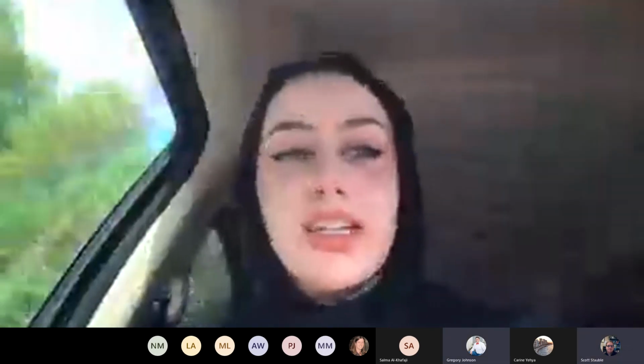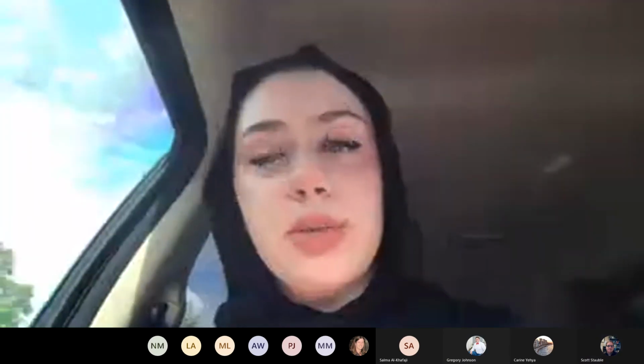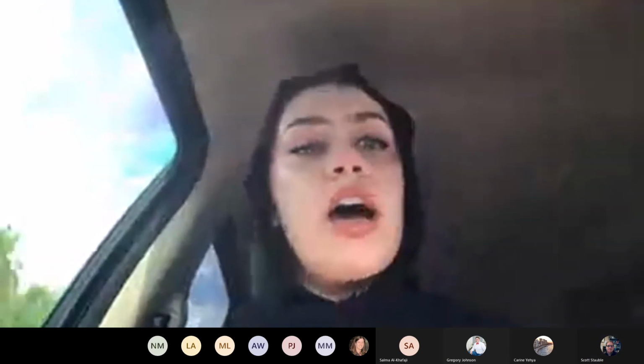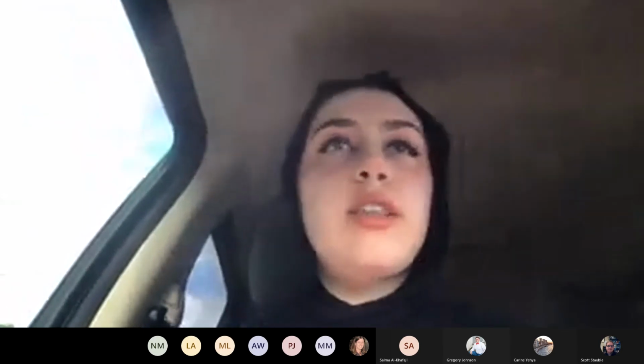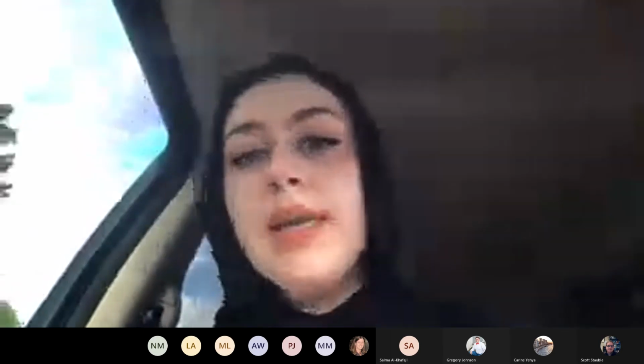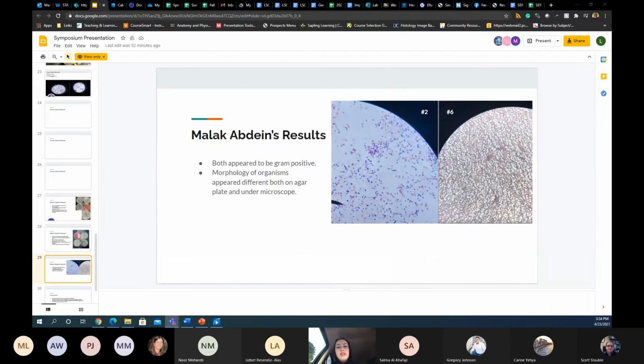Yeah, we lost you. So as you can see in these images, after putting them under microscopes, I found that both of them are gram positive, and although you could see some pink, I do believe that's because of variety of thinness and thickness on the slide. So I do believe they're both different, and both are gram positive. They're different in morphology.